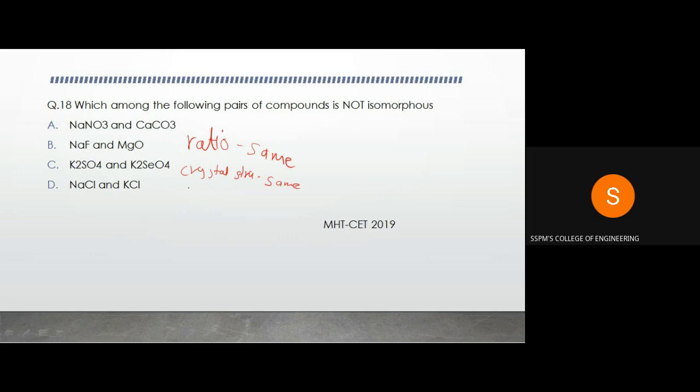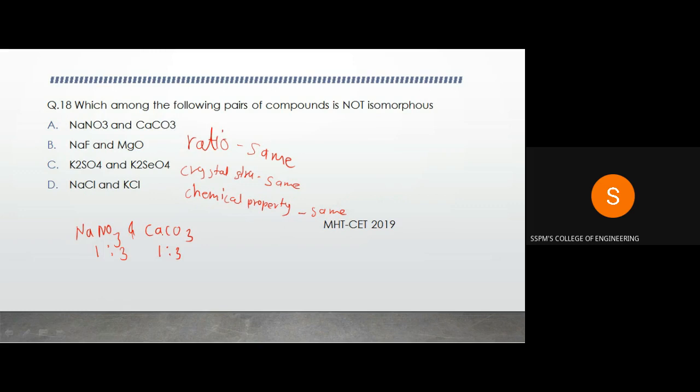Same. Chemical property same. Find the option: NaCl and NaClO3 and KClO3. The ratio of this reaction is 1:3, 1:3. Ratio same, crystal structure same, chemical property same. So this option is not suitable for this question.